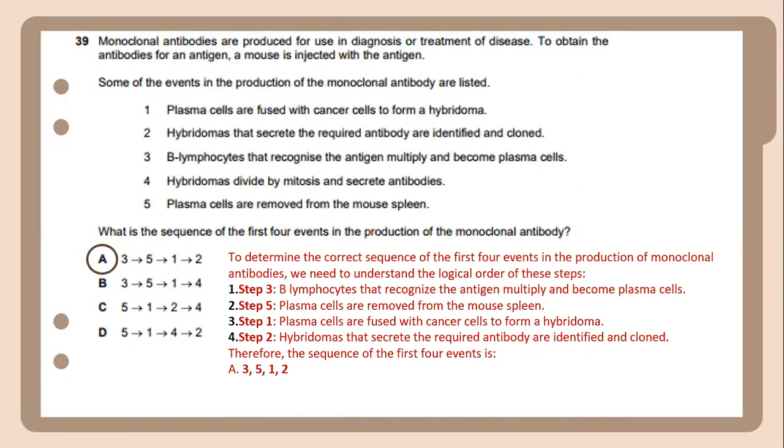First, B lymphocytes that recognize the antigen multiply and become plasma cells. Then followed by step number 5, plasma cells are removed from the mouse's spleen. And then step number 1, plasma cells are fused with cancer cells to form a hybridoma. And finally step 2, hybridomas that secrete the required antibodies are identified and cloned.